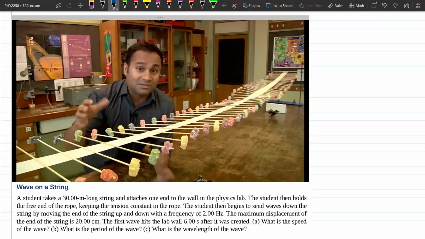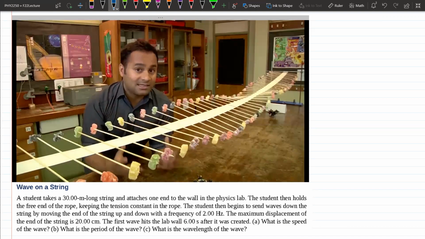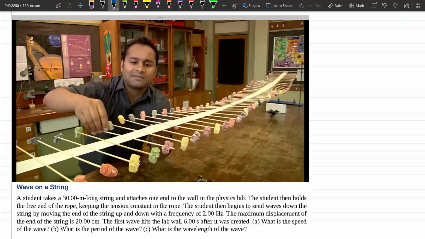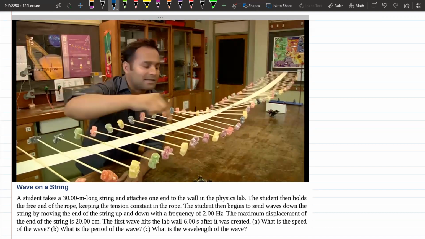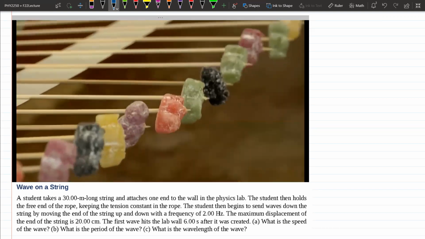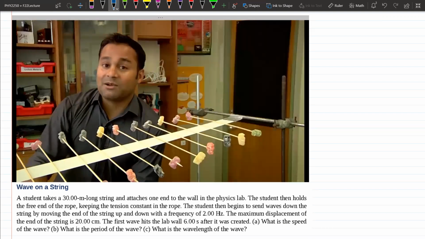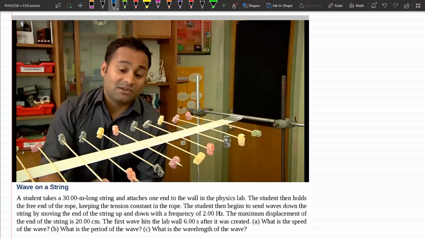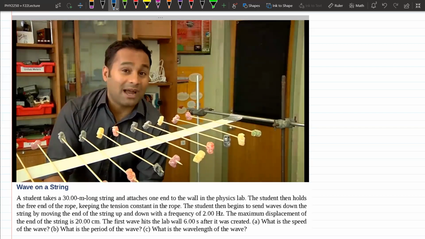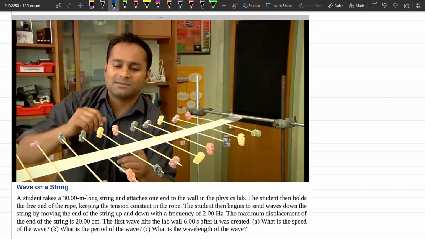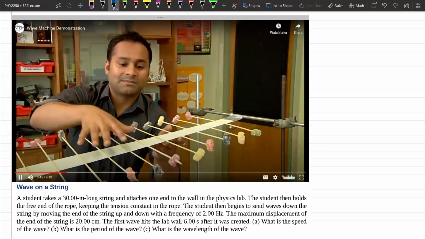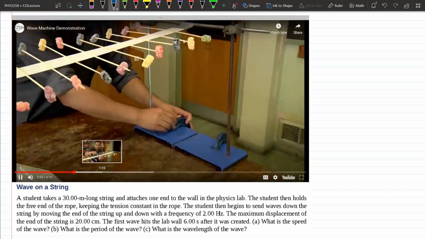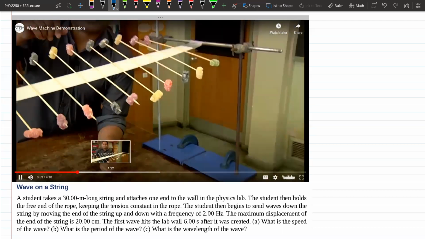So these are actually just like gummy bears. Jelly babies, not gummy bears. You can make them out of gummy bears also, I think. I think it takes more than 5 minutes if you keep eating the gummy bears, though. I think I can fast forward through how he's building it. I just want to show you guys how the wave looks when it travels.